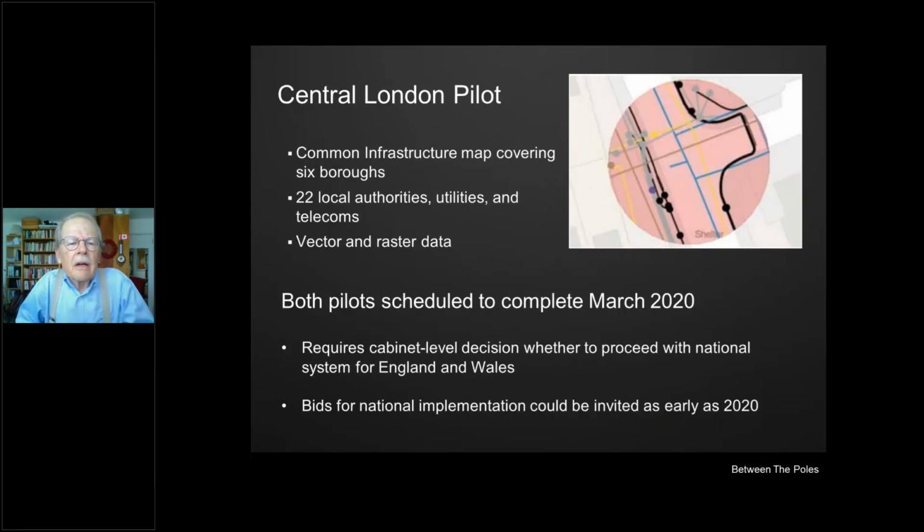The Central London pilot started just a few months ago, but again, they were able to bring together the governments of city councils for 6 boroughs, 22 utilities, telecoms, and local authorities sharing vector and raster data. Both of those pilots were completed, and I would say successfully, by March 2020, and will form the basis for the effort now going on to prepare an RFP for bid probably by the end of the year.